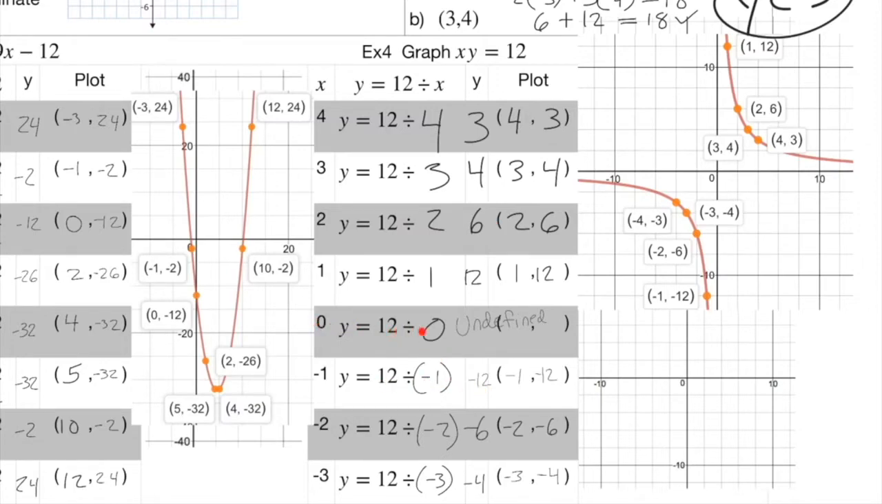Here, at 0, we get something very interesting. 12 divided by 0, well, anything divided by 0 is undefined. We've constructed division in such a way that we don't have an answer to this question. What is 12 divided by 0? There is no answer. So what you can write is just undefined. And you can see here on the graph, there's a break in the graph. There's no value of y that can satisfy the 12 divided by 0 question. But the other points are here. We connect the dots, and we can label them too.